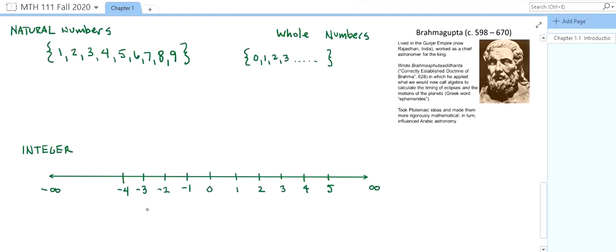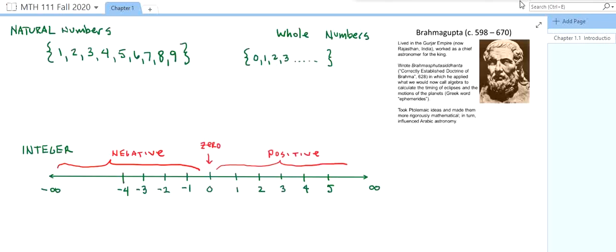So they're the positive and negative. So we have like 3 regions now. We have the positive region, we have the negative region. So these are your negative numbers. These are the positive numbers, and this is 0.